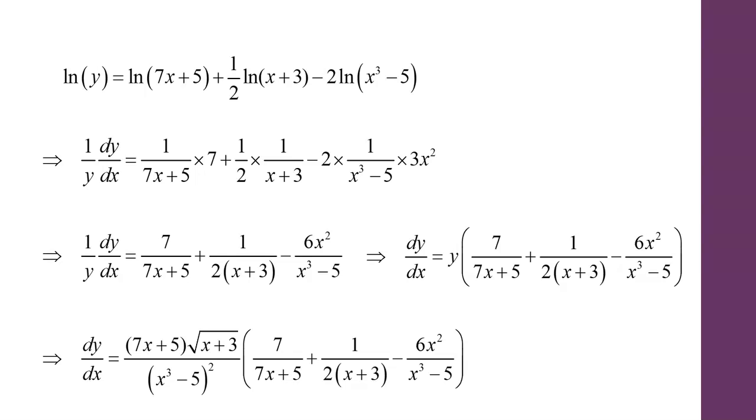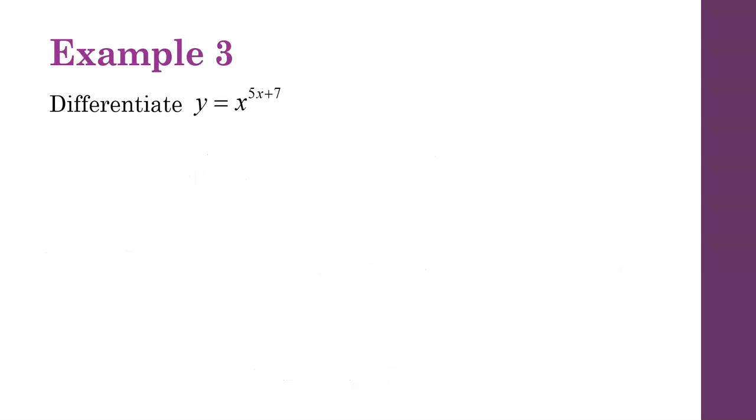Okay, so let's look at one more example before we move to inverse tangents. Here's another example. We want to differentiate y equals x to the 5x plus 7. Now, remember, we already know how to differentiate x to a power, as long as that power is a constant. The power rule said if I have x to the 9th power, I would get 9x to the 8th, but that required the exponent to be a constant.